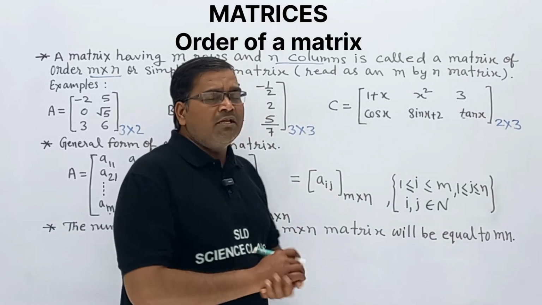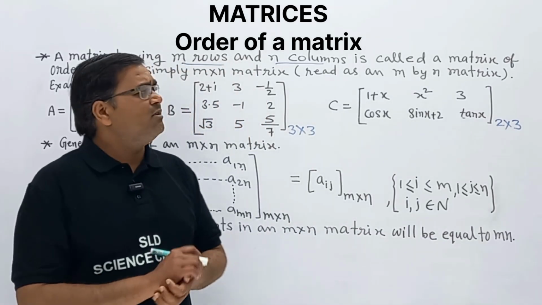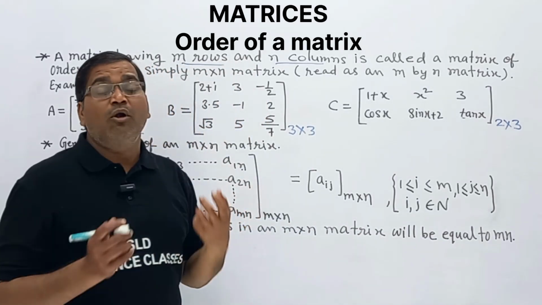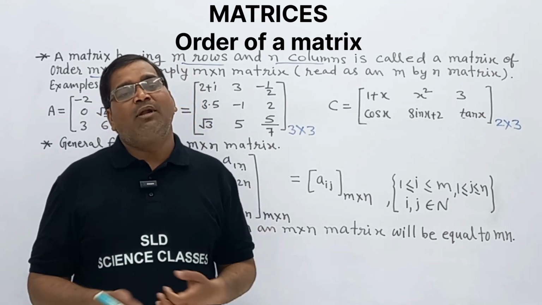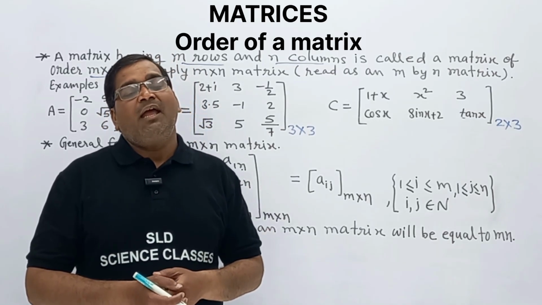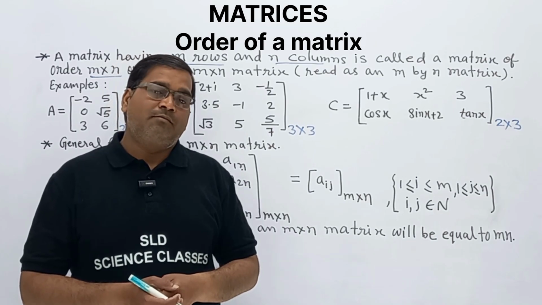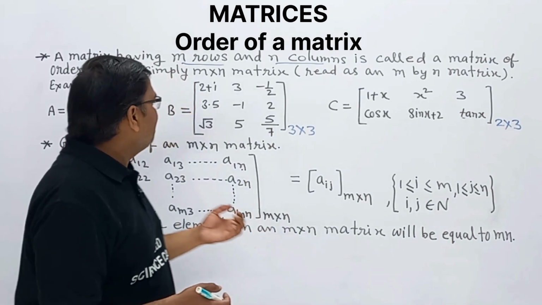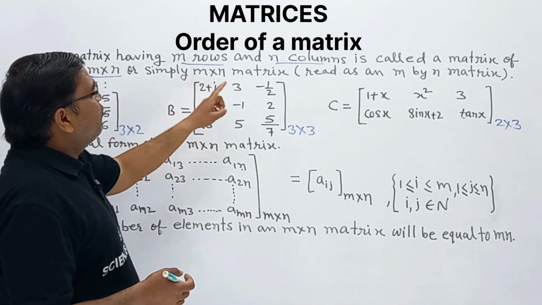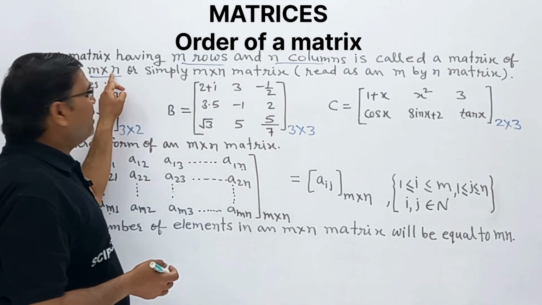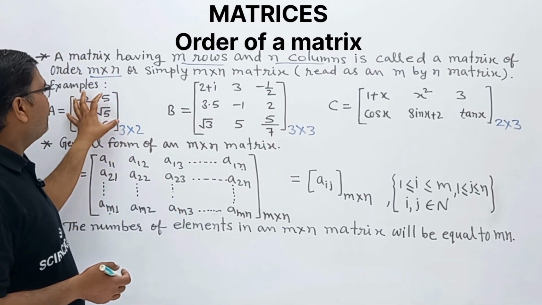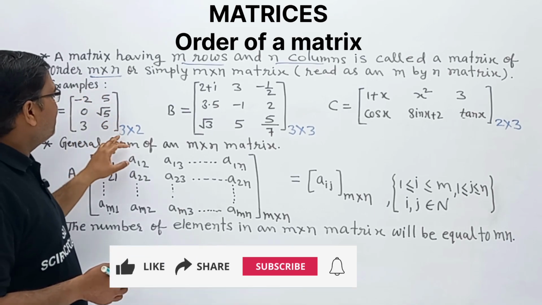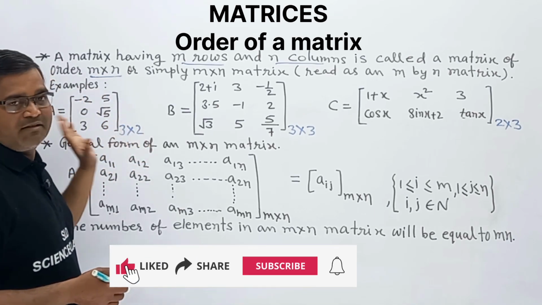Clear? So in this class we discussed, first, the order of a matrix. Once we have m rows and n columns, the order will be m by n. Clear? And it is represented as m into n, a rectangular array, and we write the order at this place.